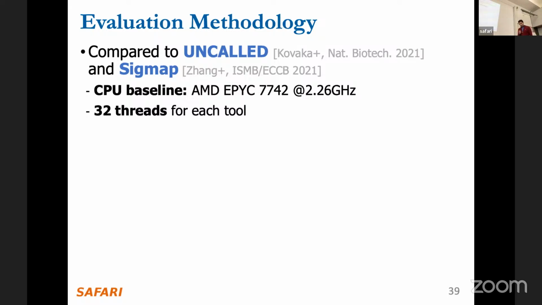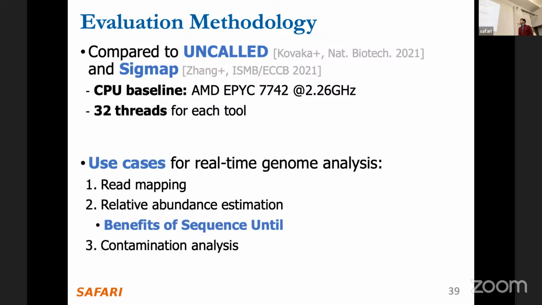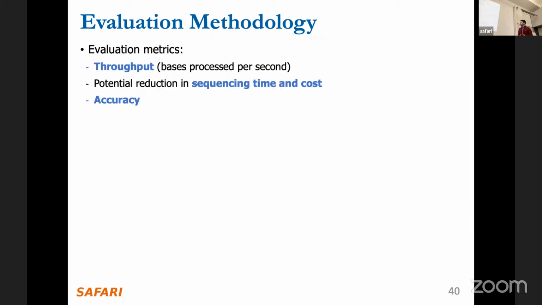RawHash is compared to two state-of-the-art works, Uncalled and Sigmap. There is a high-end CPU baseline, and each tool uses 32 threads. There are 3 use cases used in the comparisons. One, read mapping reads to a reference genome. Second, relative abundance estimation. The third, contamination analysis, which aims to find whether a sample is contaminated by a certain organism, for example, a COVID genome or not.